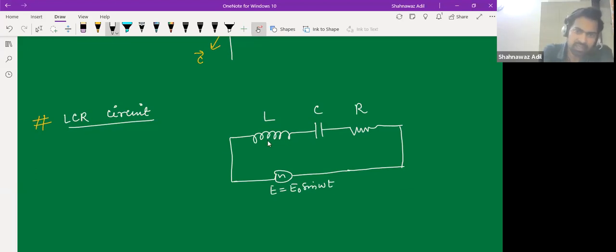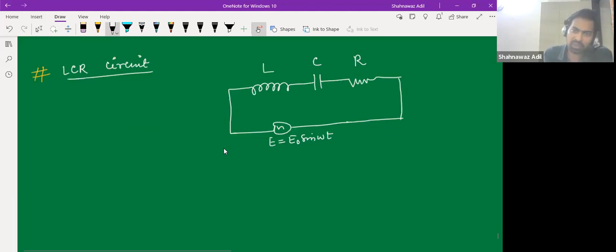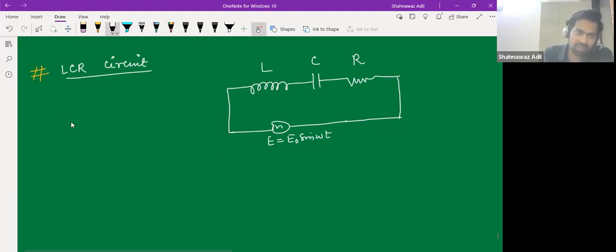Now, if I calculate the overall voltage, this E would be L di by dt plus, for the capacitive circuit, what is the voltage? Remember, these are in series, so this is V1, V2, V3. So what is the voltage for the capacitive circuit? Do you guys remember?